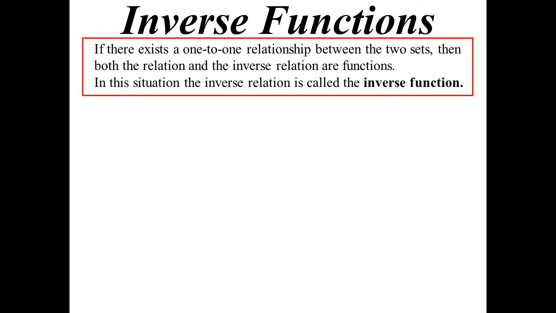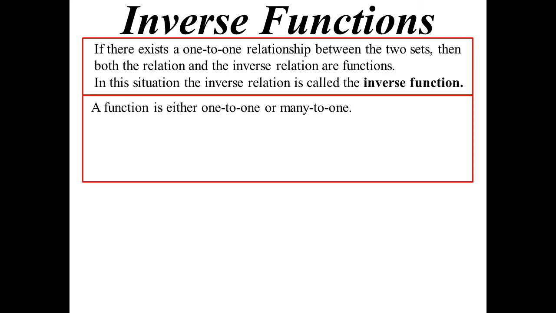We're going to take another look at inverse functions. Now, an inverse function is when there is a one-to-one relationship between the two sets of domain and range of a function. If it is a one-to-one relationship, then we know that both the relation and its inverse relation are both functions. And in that situation, we don't call it an inverse relation, but we call it an inverse function.